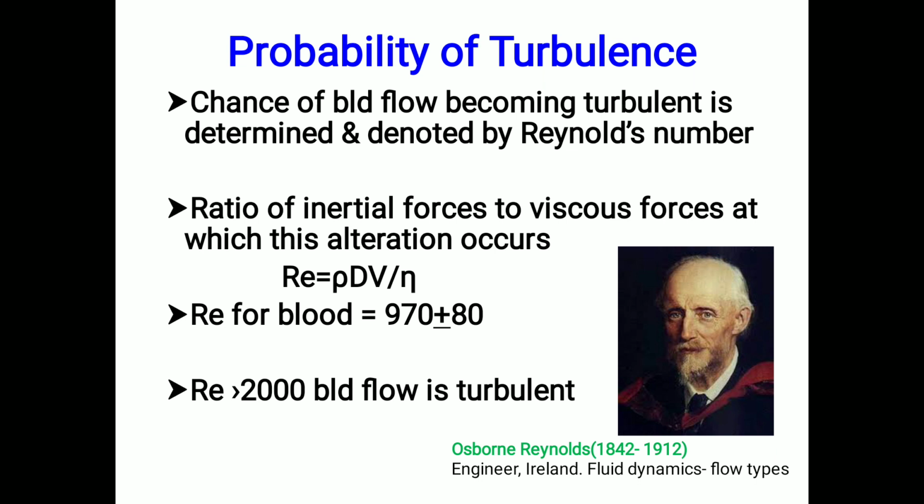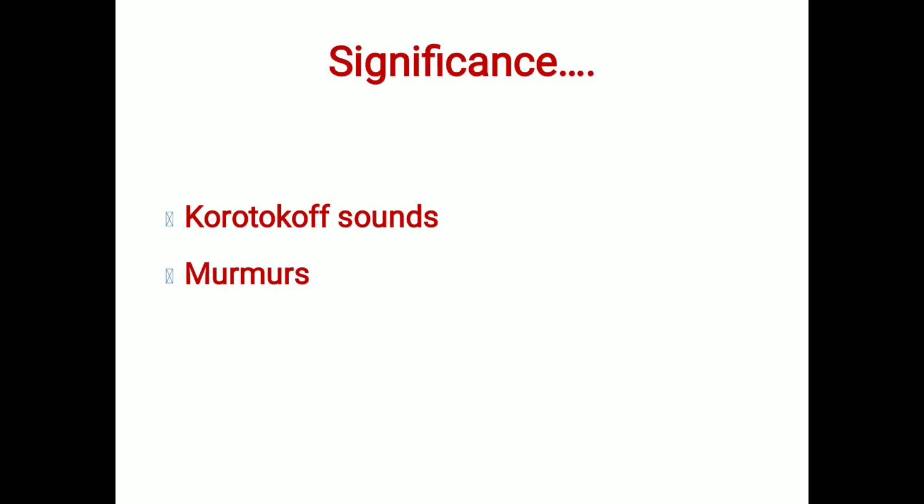This is the concept we use in the measurement of blood pressure by sphygmomanometer. The significance is the Korotkoff sounds in the measurement of blood pressure, which you will study, and second is the murmur, which is a turbulence of blood flow. Murmur in the cardiac cycle, sir would have already told. There are two types of murmur, systolic and diastolic murmurs. Korotkoff sounds are the sounds generated during the auscultatory method of blood pressure measurement. That's the physiological significance of this Reynolds number or turbulent blood flow.